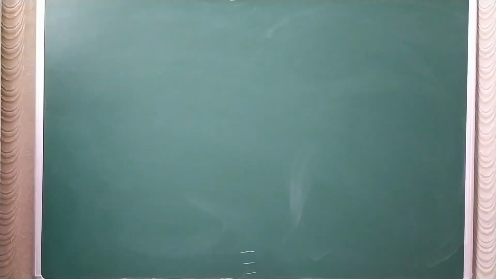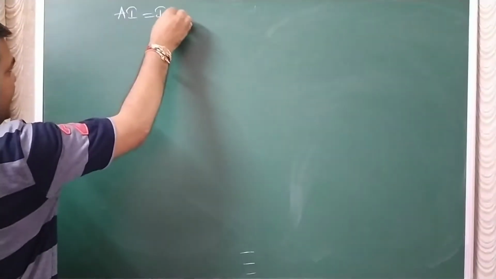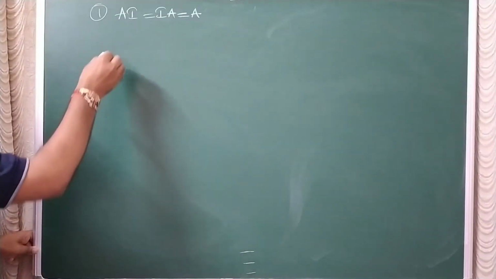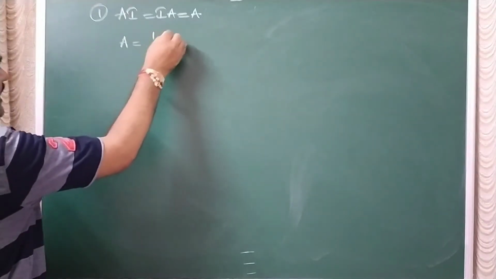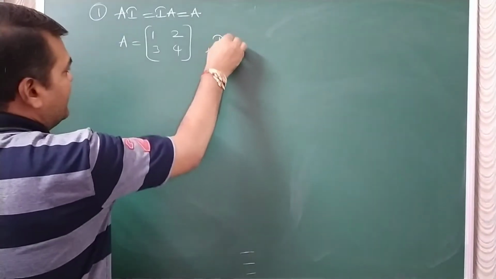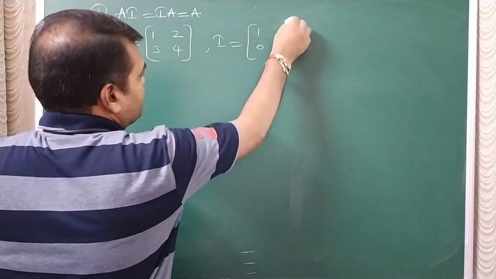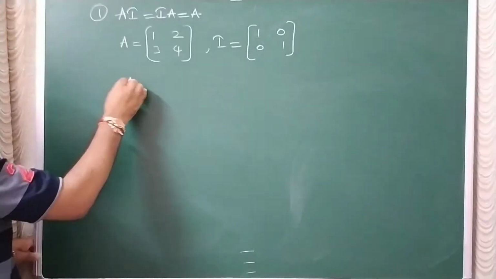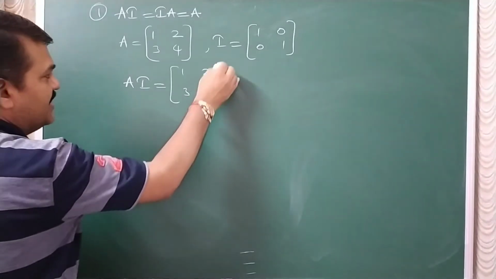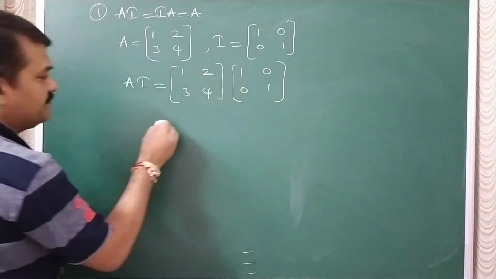The first property I will show you is this one. A into I is equal to I into A is equal to A. This is the first property I am going to show you. So I will take simple example. I will take A as 1, 2, 3, 4. I will take I as 1, 0, 0, 1. I will multiply A into I. This is A and this is I. Multiply both.